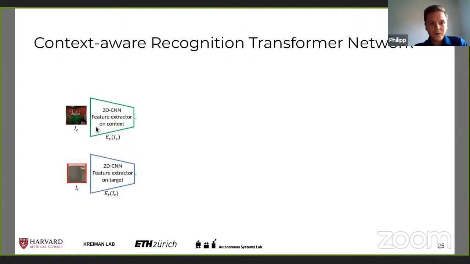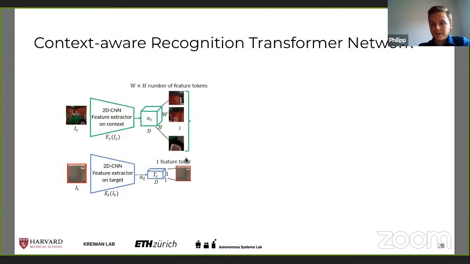So we encode both of those streams with convolutional neural networks. And then the next step is to tokenize the obtained feature maps. We tokenize those because, as you will see in the next step, we want to use a transformer decoder. So we need those tokens. And what you can also see here is that we aggregated the entire feature map for the target object into one single token. That is just kind of an arbitrary design decision here.